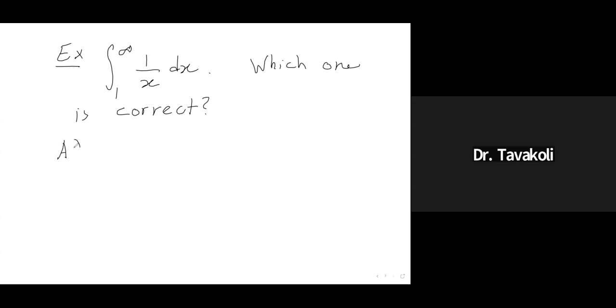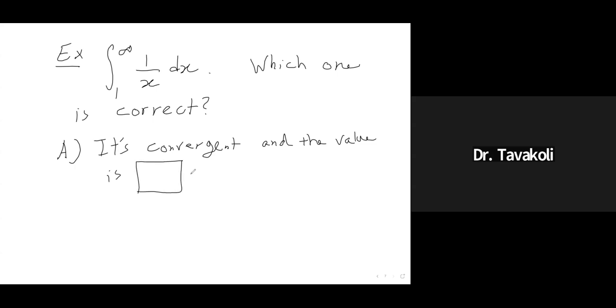A, it's convergent, and the value is this value. So if I go with A, if I calculate this and it turned out it's a number, I should choose A and enter the value that I get here. Or B, it's divergent. If I don't get a finite value, then it's divergent.